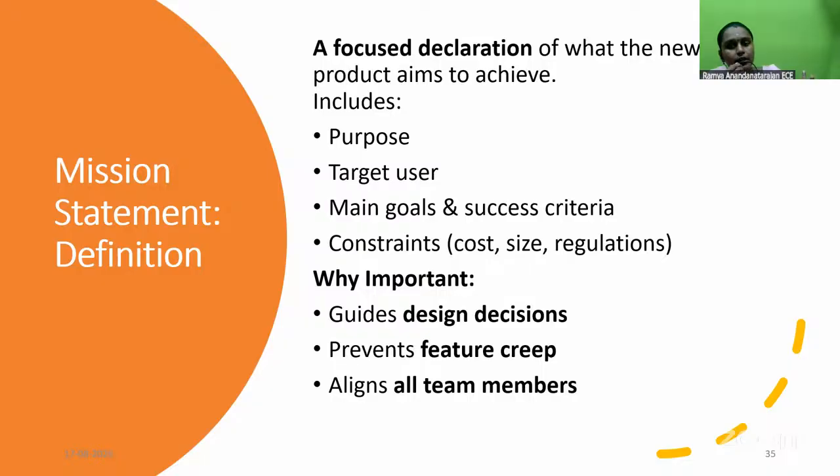Some of the constraints may be like cost, size, and regulations. See, you want to achieve all that, but within certain cost. Only then the customer will be able to buy it. So you have to mention all that with clarity in your mission statement. Why is it important? It guides the design decisions, it prevents scope creep, then aligns all the team members.